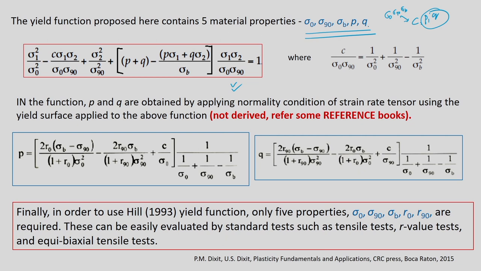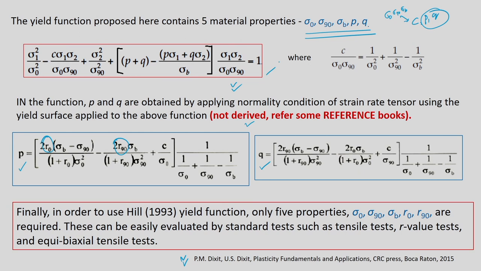There is a big derivation available for this, and I am not deriving it here. I mentioned very clearly, not derived, so please refer to a reference book. I have also indicated a reference book here. Look into it, and finally you will get simple P and Q equations, which are actually functions of the already known values R0 and R90. We are going to just see the end result here.